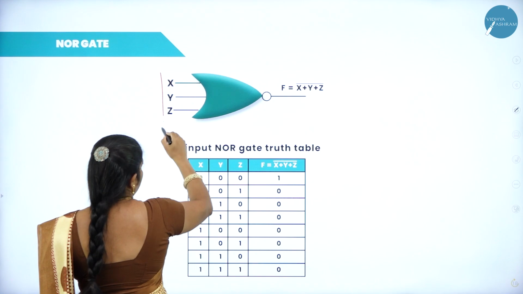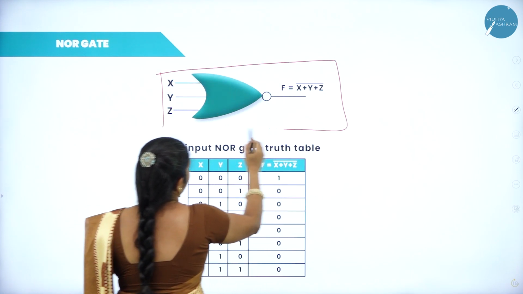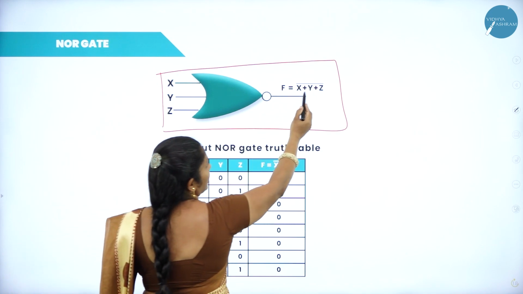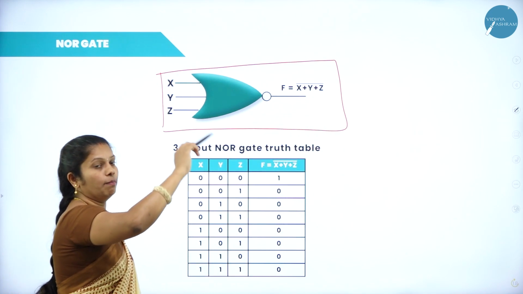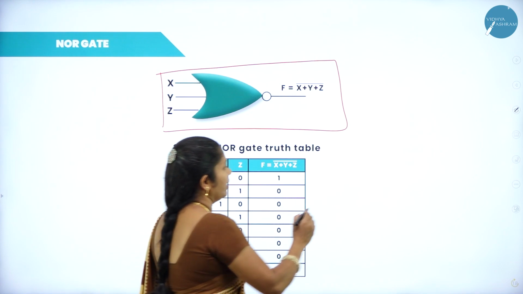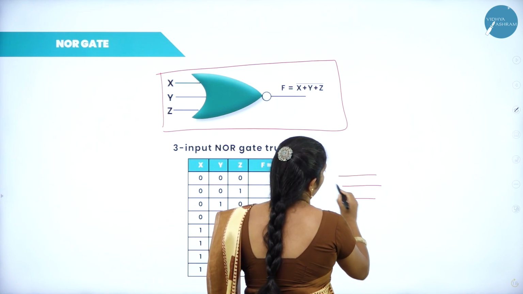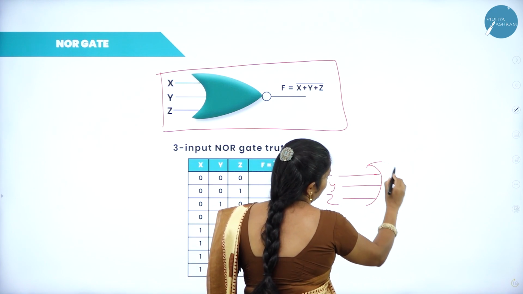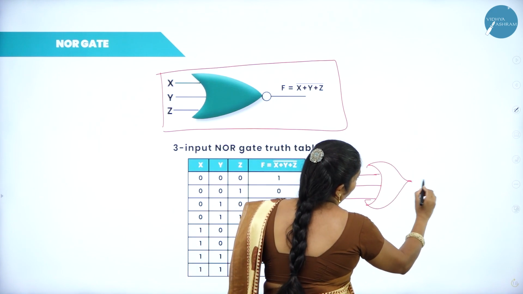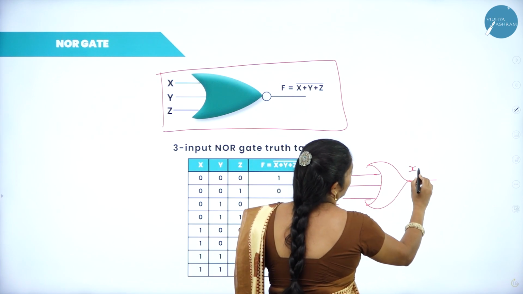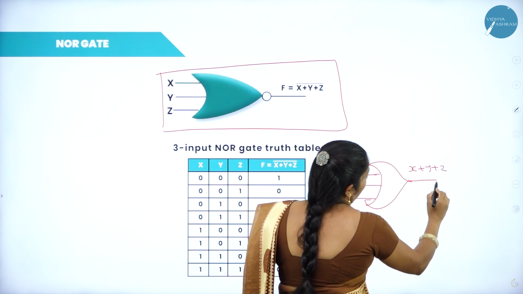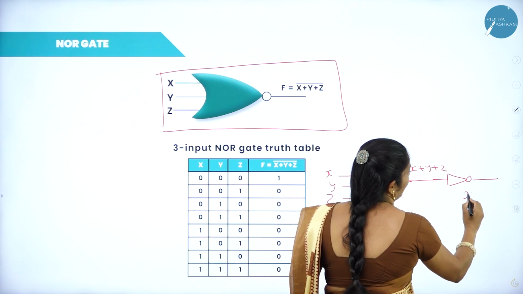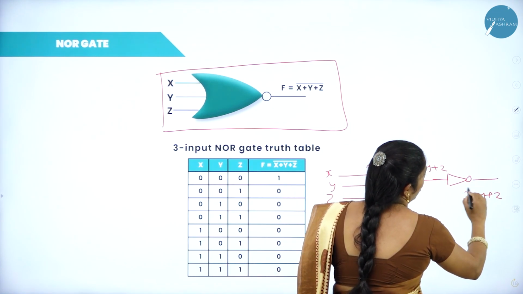See, this is the symbol for 3 variables. Minimum 3 inputs, x, y, z. The output represents x plus y plus z whole bar. If you want, you can write it this way, or if you want, you can write it this way also. x, y, z. Here connect these two, and whatever we are going to get here is x plus y plus z. Once you pass it through a NOT gate, then the result represents x plus y plus z whole bar.